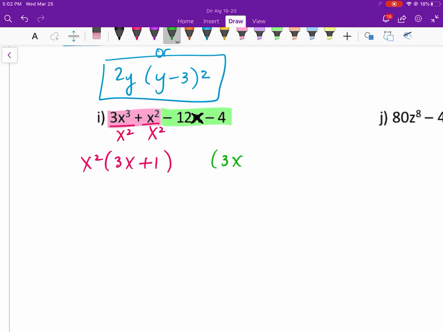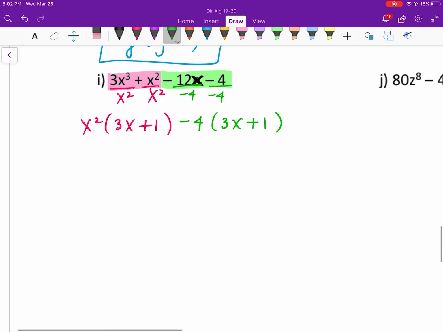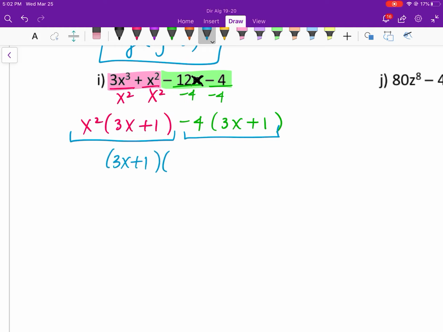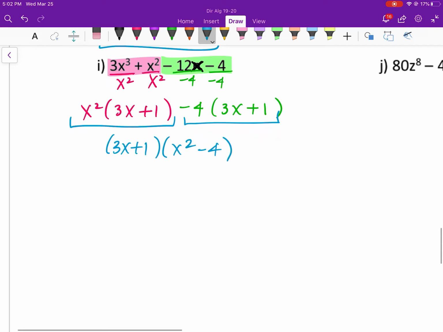Now from my second group, in order to be left with a positive 3x plus 1, I need to take out a negative 4. Now my GCF from each group is that set of parentheses, that 3x plus 1. And that leaves me with an x squared minus 4. Now, this is when we said, hey, after you factor by grouping, watch out for dots. Because what do we have in that second set of parentheses? A difference of 2 squares.